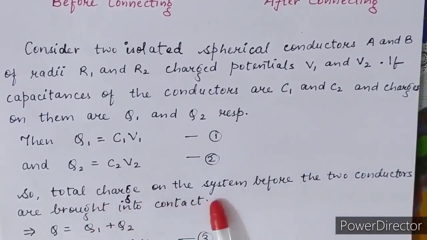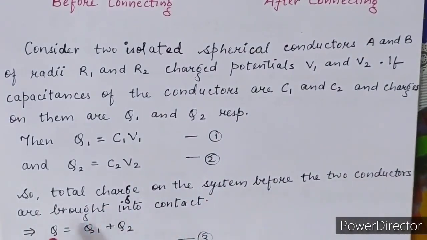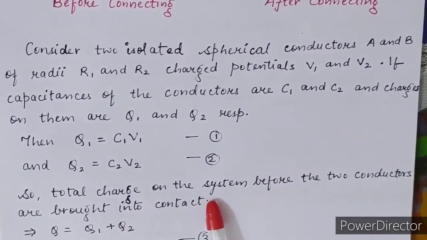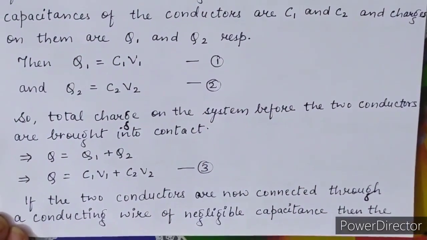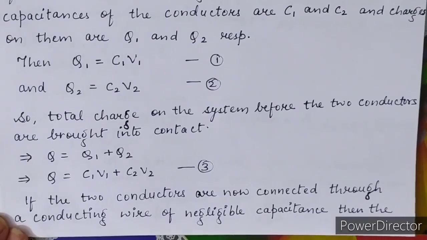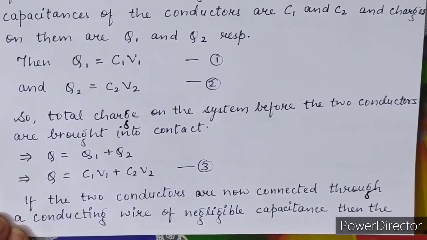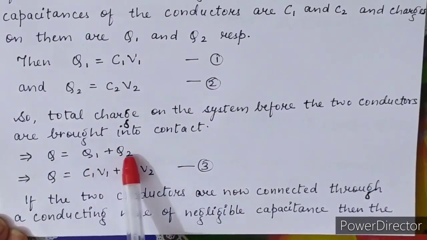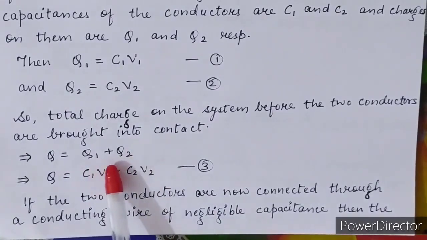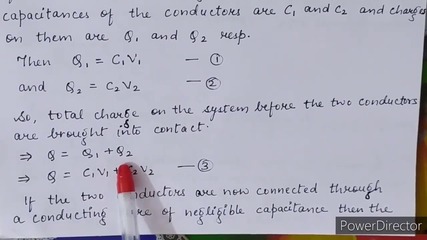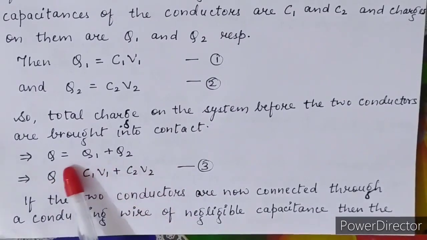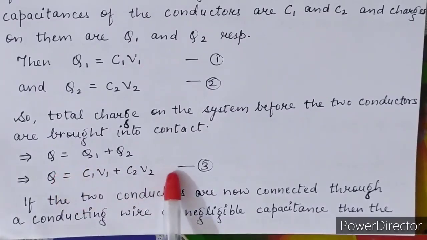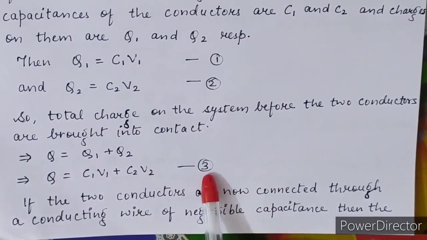So the total charge on the system before the two conductors are brought into contact. We calculate the total charge on the system before the connection, meaning before any contact between both conductors, and the total charge will be Q1 plus Q2. Simply put the values of Q1 and Q2 from equations 1 and 2, and we get Q is equal to C1 V1 plus C2 V2. This is the total charge on the system when the two conductors are not in contact with each other. Equation number 3.